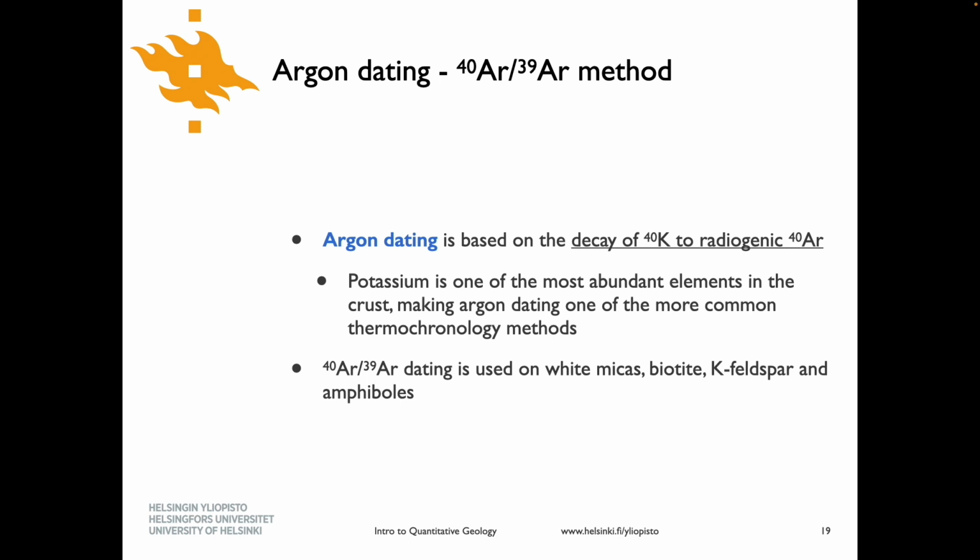Then lastly, about argon dating, and then we'll move on to some other things. Essentially, the argon dating method is based on the decay of potassium-40 to radiogenic argon-40. And so obviously, as you know, potassium is one of the most abundant elements in rock-forming minerals, especially in the crust, so a good target in that sense. And argon-argon dating is typically used on things like white micas or biotite, potassium feldspar, and amphiboles. So you can date a lot of different minerals with the argon-argon dating method. So that's what makes it appealing.